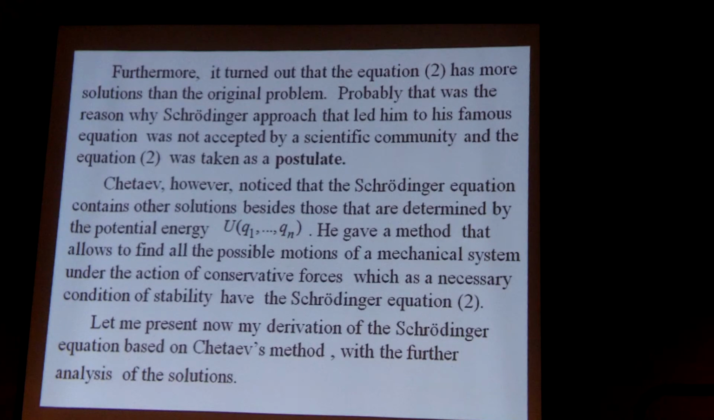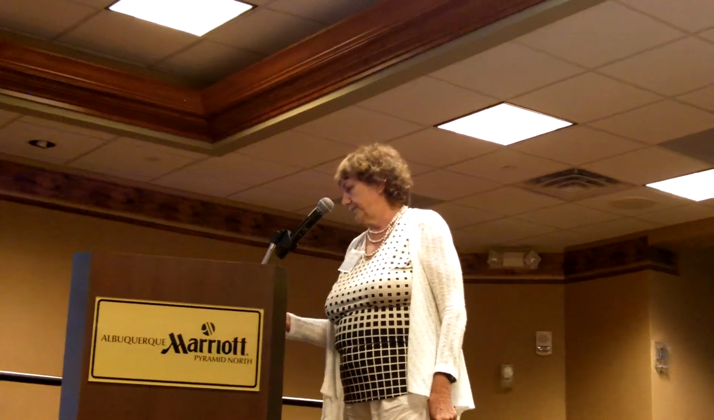Chetaev, however, noted that the Schrodinger equation contains other solutions besides those that are determined by the potential energy U. He gave a method that allows finding all the possible motions of a mechanical system under the action of conservative forces which have the Schrodinger equation as a necessary condition of stability. Let me present now my derivation of the Schrodinger equation based on Chetaev's method with a further analysis of the solution.